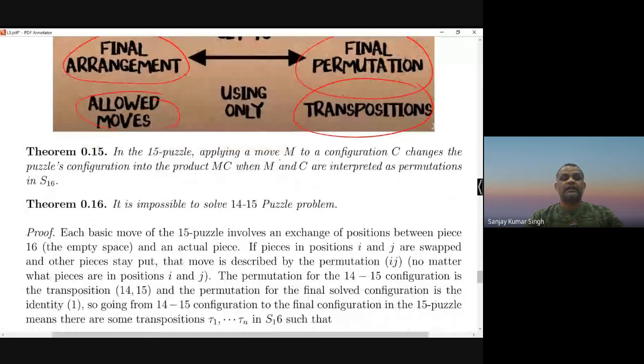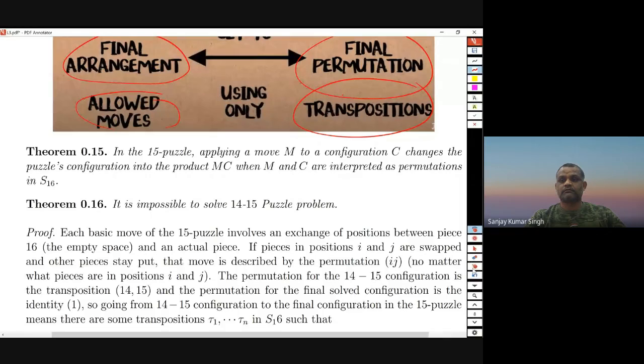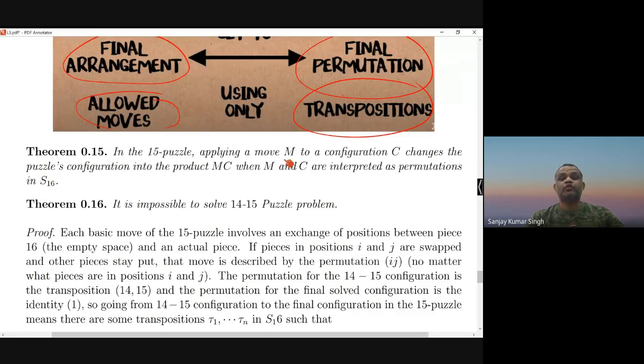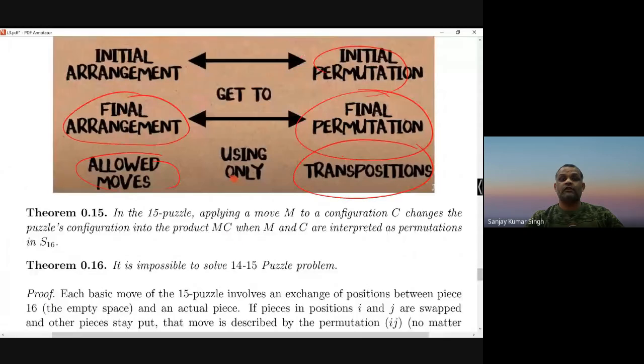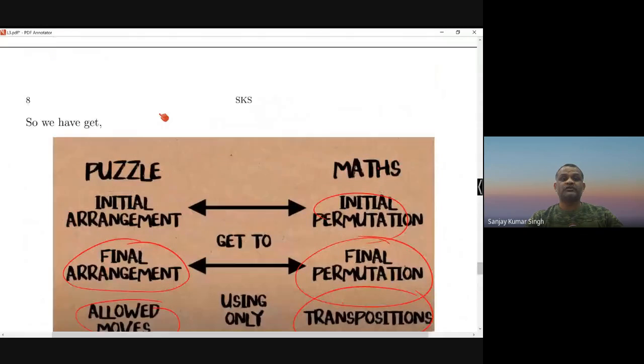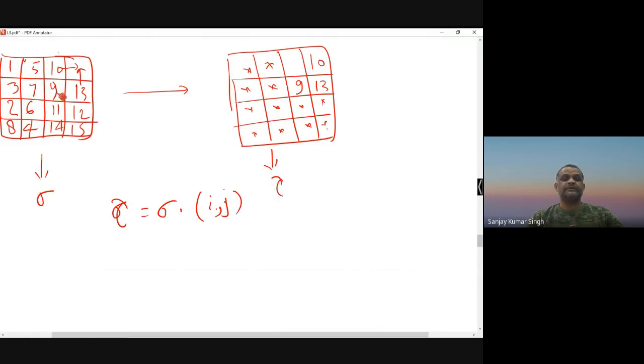The theorem says that in a 15 puzzle, applying a move, suppose that move is M, to a configuration C, changes the puzzle configuration into the product MC. So I'm saying whenever you have some position, I am calling this position C. This is the C position, and now I'm coming to here.